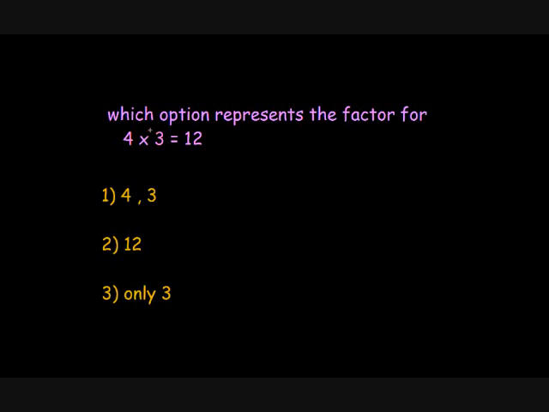Okay, so let's take a quiz here. Which option represents the factor for the sum 4 into 3 equals 12? Is 1 the right answer, or 2, or 3? Is it only 3? No, right? So 3 is also a factor. Is 12 the right answer? No, because 12 is a product. The product is the answer, hence 12 is a product.